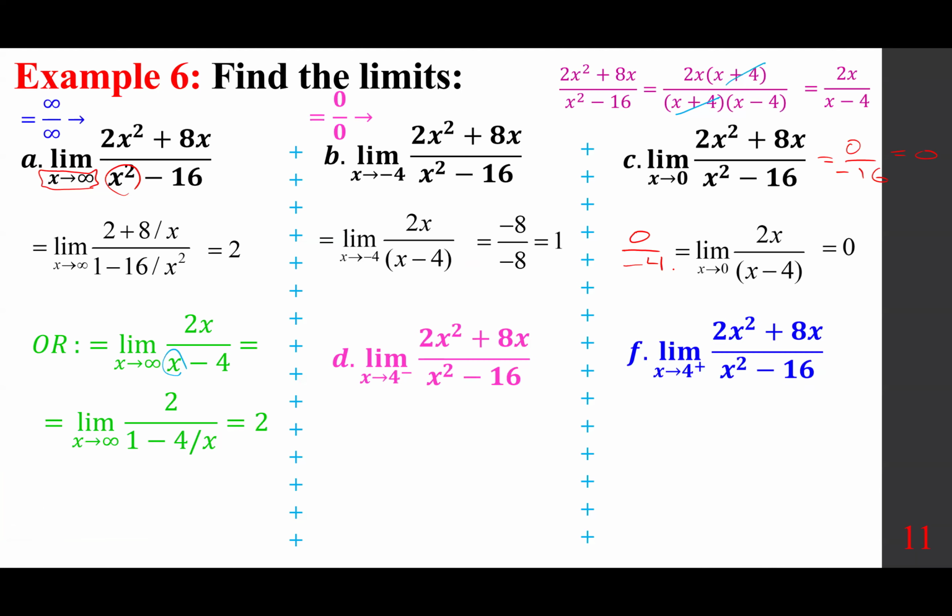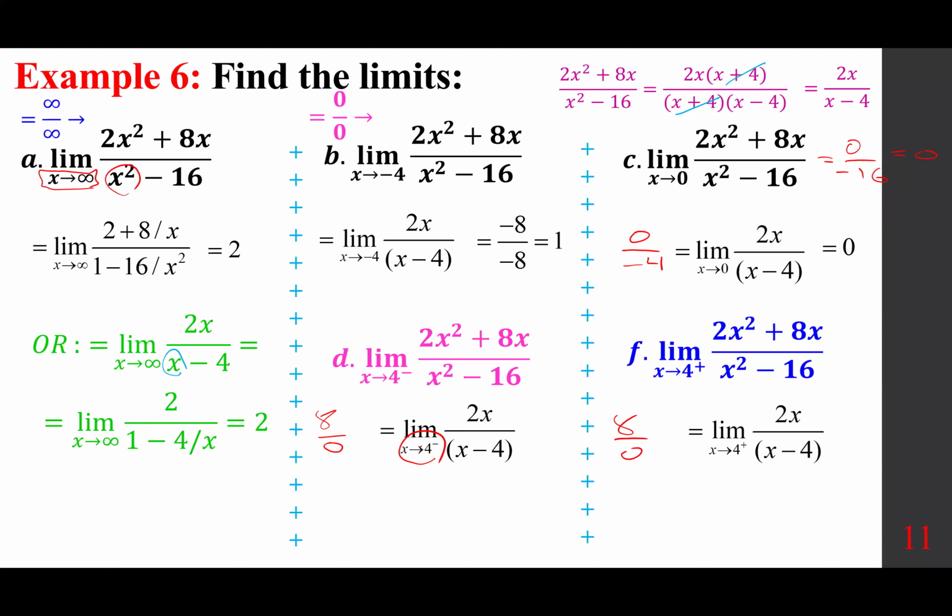However, what happens in these cases, if you plug in 4, you get 0 in the denominator, and it is easier to work with the factored format. So we're going to work with the factored format because it's easier. And if I plug in 4, in both cases, I get 8 over 0.